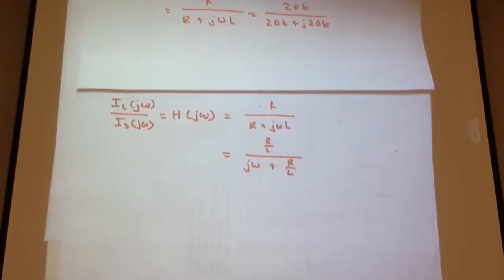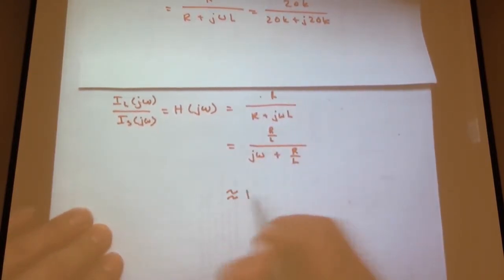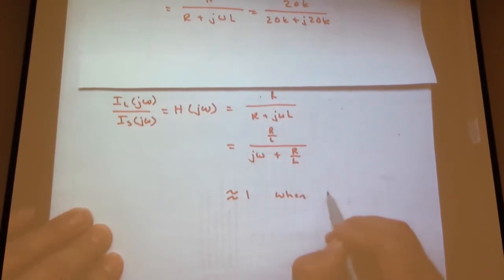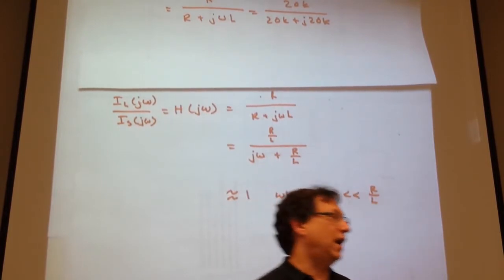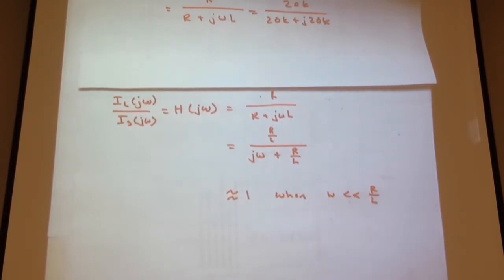Doing the same type of thing we did before, isolating our s term. When is this 1? Well, this is approximately 1 when omega is much, much less than R over L. And that's what we just said. So when omega is much smaller than R over L, we did that a moment ago treating it as a parallel circuit, and now we're doing it the same way, looking at the transfer function.